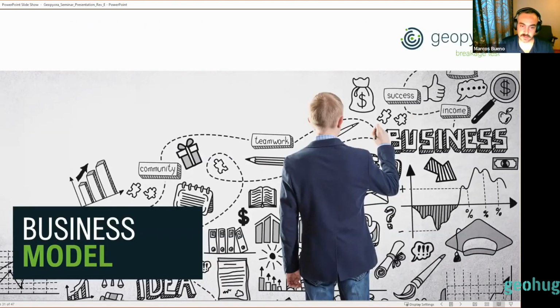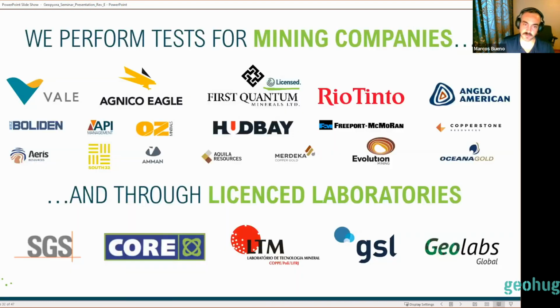Right. So let's talk a little bit about our business model and how we are bringing this technology into the industry. Our business model is very simple. We're offering the testing service to mining companies, and here is a snapshot of all the clients we have had so far. All these companies have already used the Geopyörä test in one way or another. We mostly do that through licensed laboratories. In Australia, our licensed lab is Score Resources. Rob Coleman is here in the seminar and can be reached if you have an interest in doing test work in Australia.